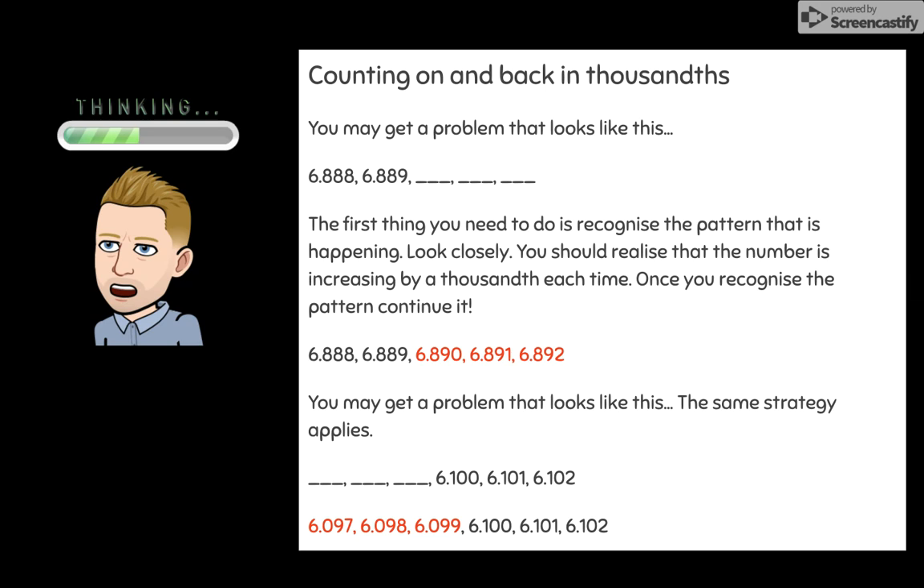You may get a problem going the other way. Stop, analyze, figure out what's going on. So we had 6.102, 6.101, 6.100. Analyze it. I recognize that it's decreasing by 1/1000th each time, so I'm going to continue that pattern. So I go 6.100, then I'd go 6.099, 6.098, 6.097.